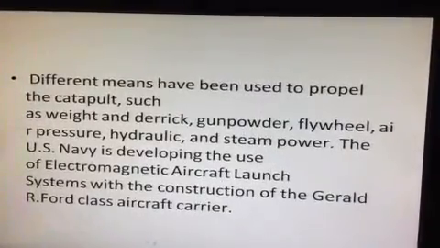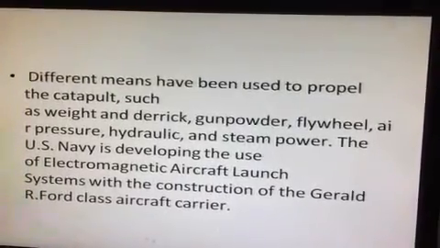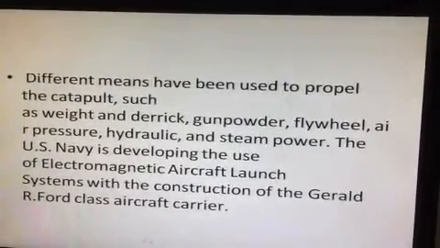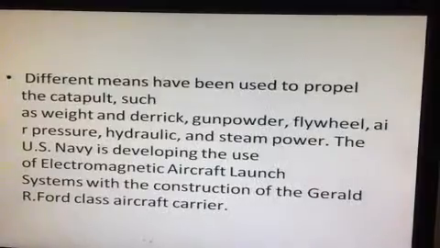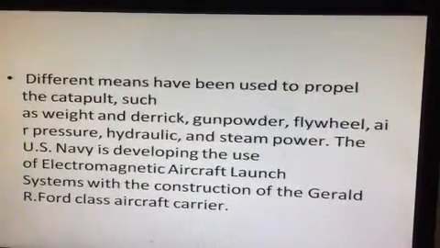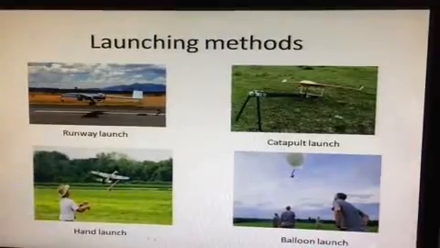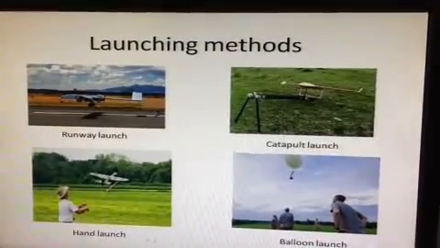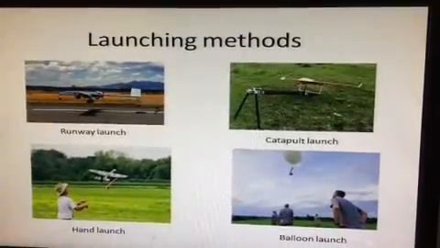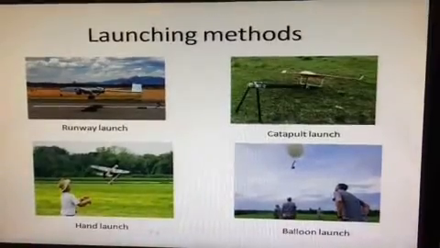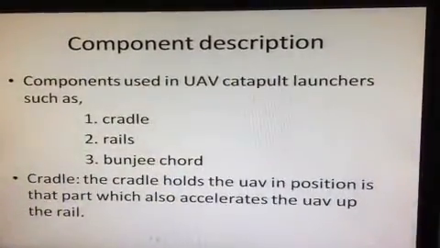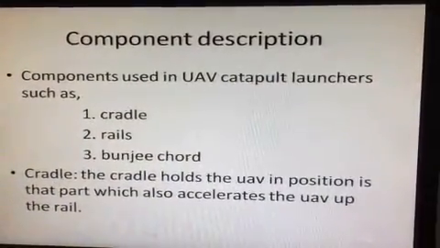Different means have been used to propel the catapult. The US Navy is developing the use of the electromagnetic aircraft launch system, in the construction of the Gerald Ford class aircraft carrier. And these are the launching methods. There are 4 types: runway launch, catapult launch, hand launch, and balloon launch. And the component descriptions are the cradle, rails, and bungee cords.